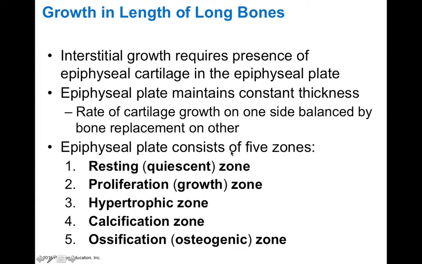So we can divide our epiphyseal plate into 5 zones. We've got the resting zone, the proliferating zone, where the cartilage is dividing, and the hypertrophic zone, where these cells get larger and begin to die. We have the calcification zone, where the dead cartilage gets calcified.